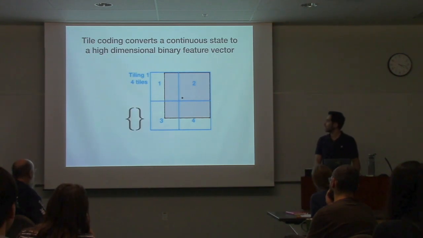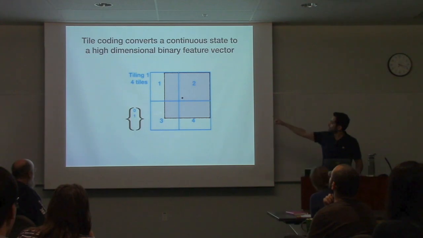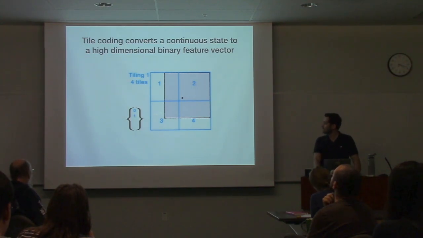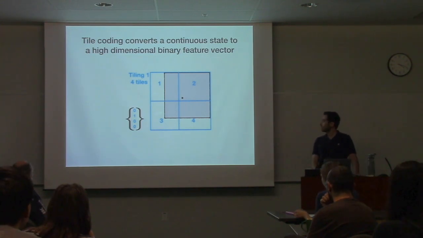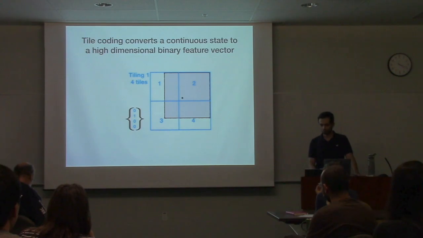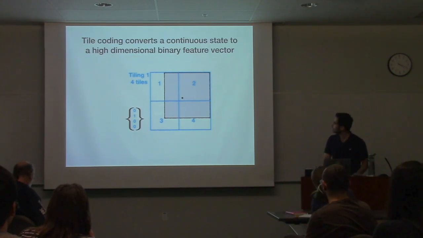Tiling number 1 has 4 tiles, and the feature representation that I'm going to create for that small circle is going to be a 0 because that state is not in the first tile, a 1 because that state happens to be in the second tile, a 0 and another 0. I could stop here. That's a valid feature representation. And that process would be called state aggregation. But I think we can do better than that.